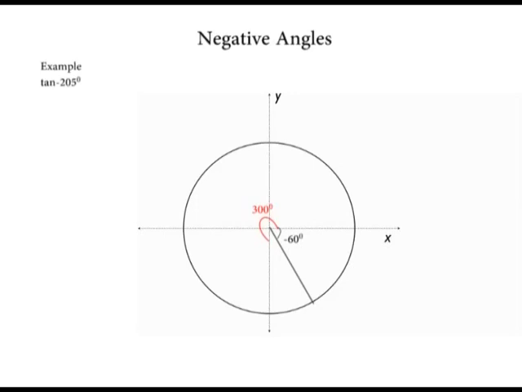To find the quadrant, we need the positive angle. And so we have minus 205 plus 360. That gives us 155 degrees. That angle is in the second quadrant. And so negative 205 degrees is the same as positive 155 degrees. And then you find tan 155 like we did before. Get the acute angle equivalent, which I believe is 25 degrees, and then find the tan of that angle. But remember, tangent in the second quadrant is negative.